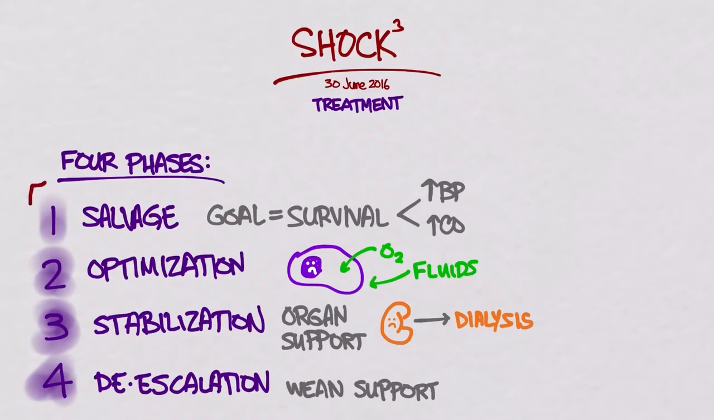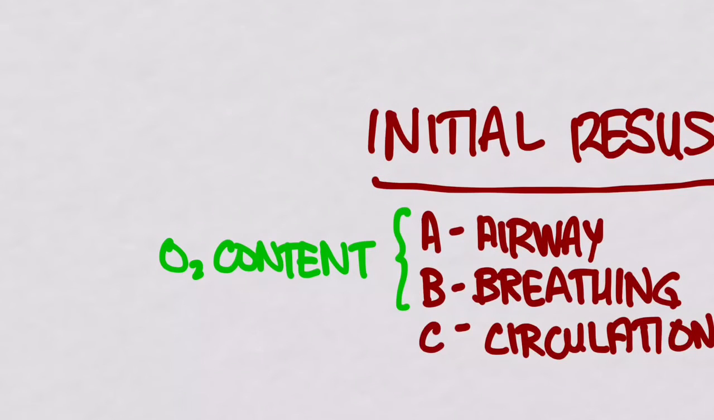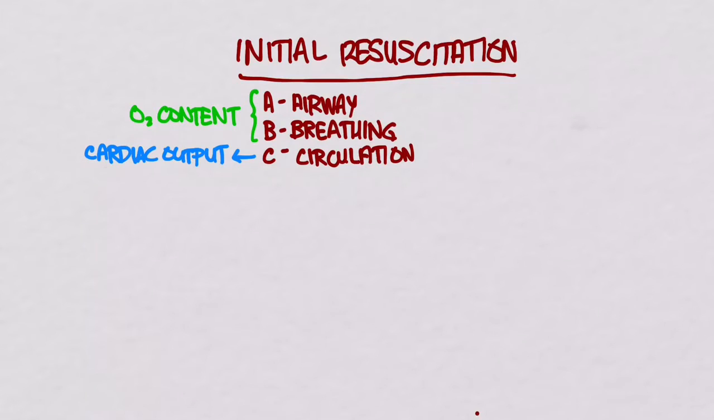And it's these first and maybe the second phase that we're going to be worried about in the emergency department. So let's get into some of the details. So let's talk about the initial resuscitation. And traditionally in emergency medicine, we have labeled those as the ABCs. And if you break this down to our oxygen delivery equation from before, airway and breathing can be responsible for improving oxygen content. And circulation is, of course, cardiac output.